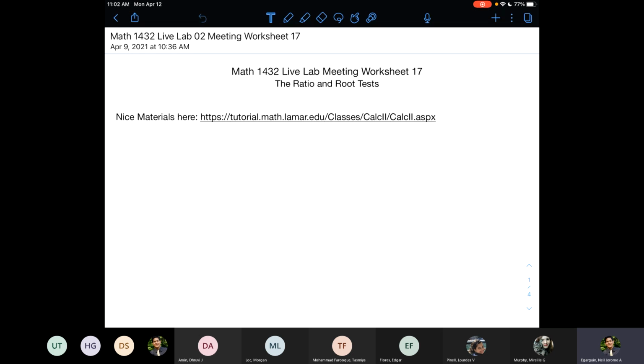That's the blank worksheet for section 9.7, I guess, about the alternating series test.